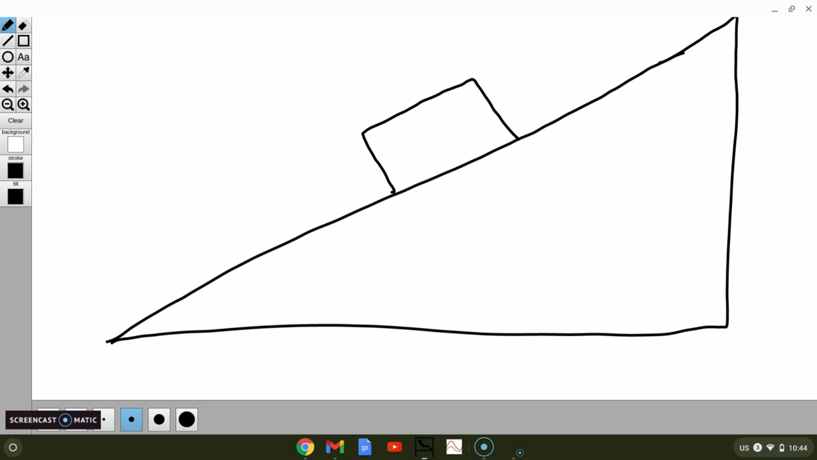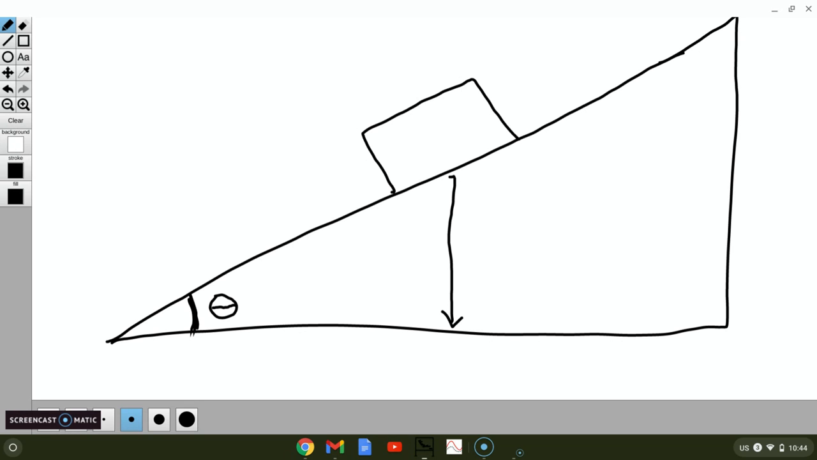When I'm referring to an angle here, I'm referring to this angle right here. That angle is the angle of the incline. We will call that angle theta. Now, if we're drawing a free body diagram for this, the force of gravity would come straight down. Pretend that's straight down, like so.